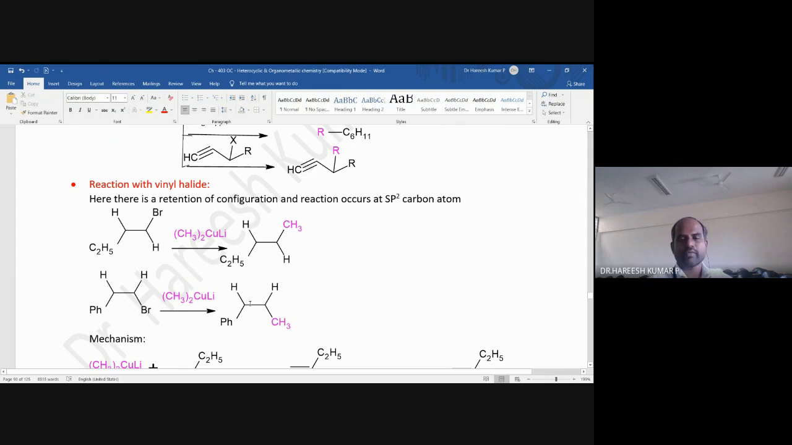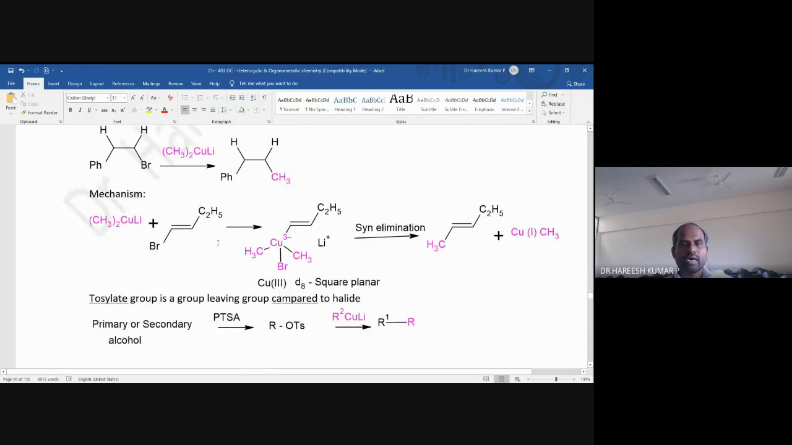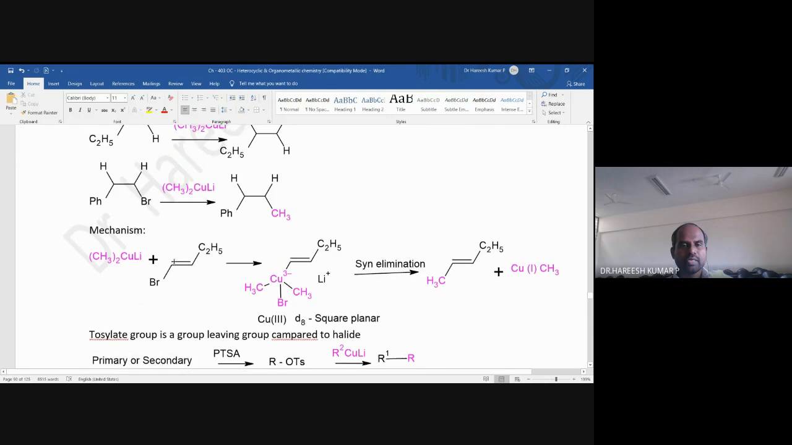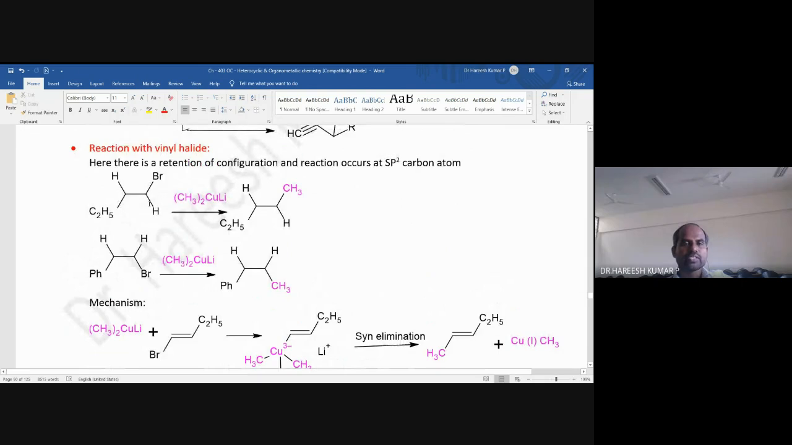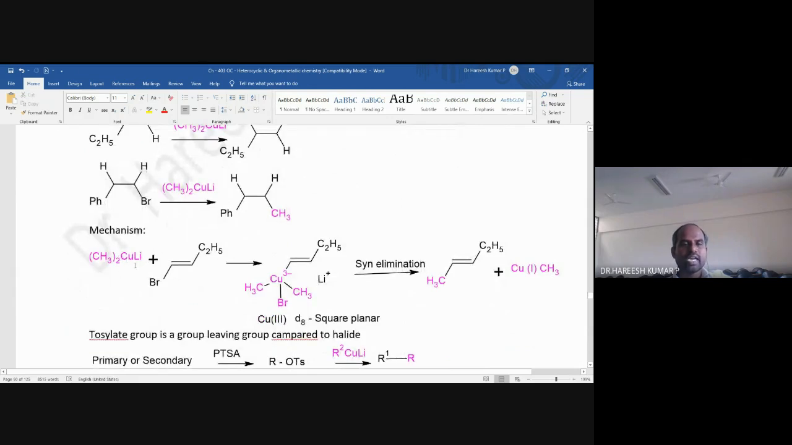So how does this retention of configuration occur? If you want to look into that, then one should look into the mechanism. So this is the mechanism. Look here, during the mechanism there is a double bond. So what will happen here? I am taking the first trans compound here, and when this trans compound reacts with dimethyl lithium cuprate, what will happen? There will be bond formation. There will be a replacement of Br, and a new bond formation between the copper and the sp2 carbon atom. So this is the one.